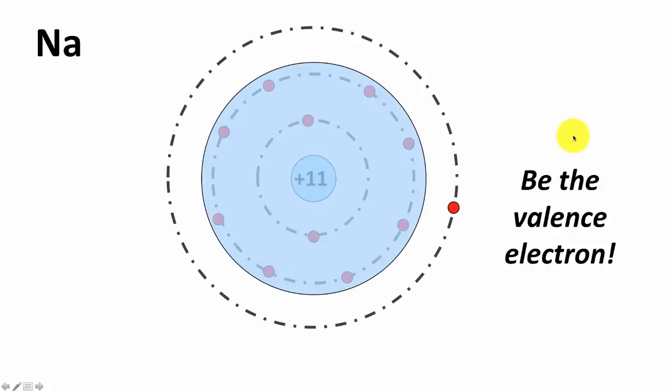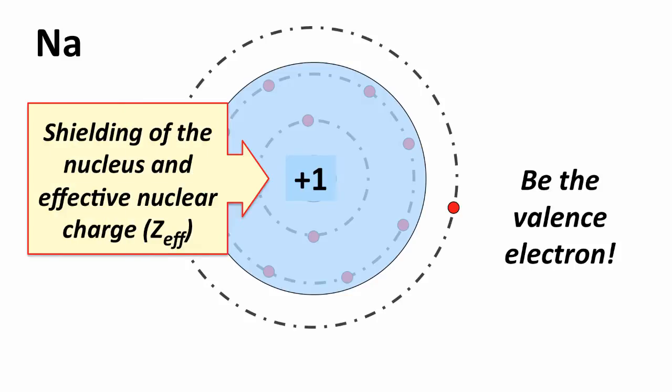And roughly what we can do is say, well, we've got a first shell and a second shell of core electrons, so there's 10 electrons inside of the valence electron for sodium, surrounding 11 protons. Well, we have 11 positive charges, 10 negative charges. Effectively, that's like having just one positive charge in the center of the atom, and that's what attracts the electron. This is called shielding of the nucleus.